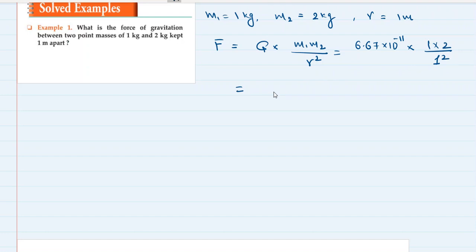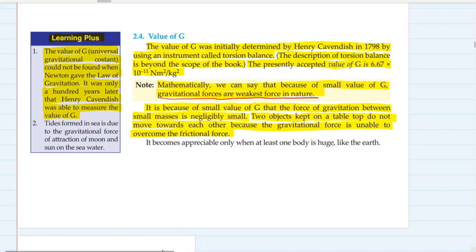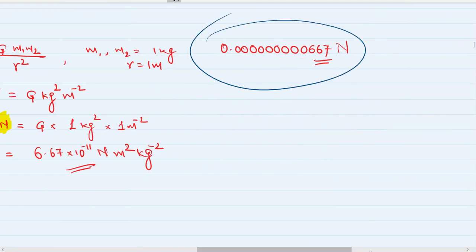Now it simply comes to 6.67 into 10 raised to minus 11 multiplied by 2. Now if some students are afraid looking at these figures, this is known as the scientific form of a number, 6.67 into 10 raised to minus 11. You should not be afraid, because you should be afraid when a number is written in the long decimal form. You should be thankful that the number is not given in that form, otherwise the calculation would become very, very complicated.